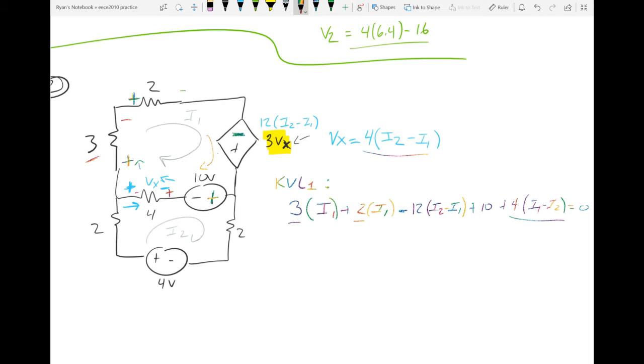If you're worried about the minus, make sure you actually expand that out. So this is minus 12 I2 plus 12 I1. Okay, just be careful with that. So that's going to be 3, 4, 5, 17 plus 4 more gives me 21. It's going to be 21 I1. And then the I2s, I got minus 12 and then minus another 4. So that gives me minus 16 I2 equals, the only number I have here is 10. 10 needs to move the other side, so it's minus 10. So that would be my first equation.